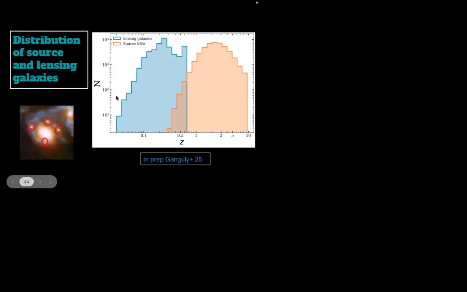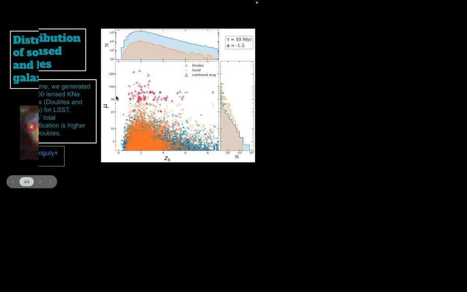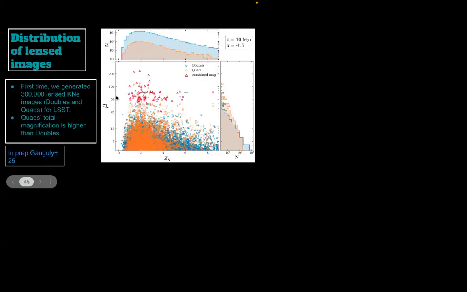So here is the distribution of the lensing galaxies, and these are the source kilonovae with a redshift width, and these are the numbers. These are the foreground galaxies, and in the back are the kilonovae. And here is a sample example image of how this imaging happens. Now after this lensing, as you see, the light is getting distributed.